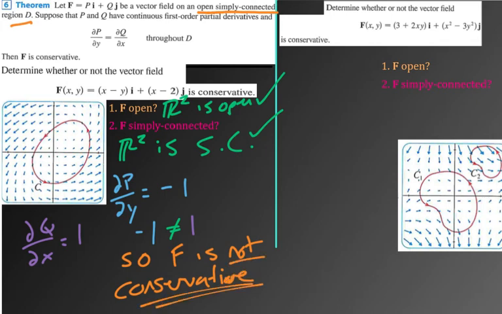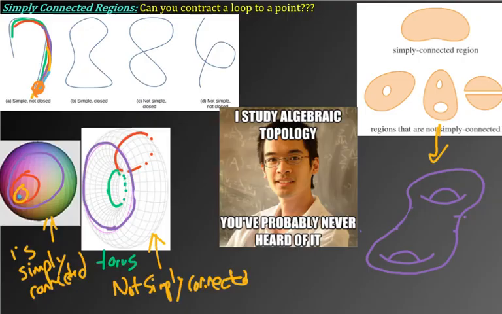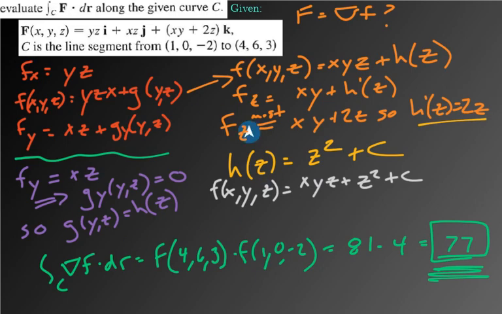That means you shouldn't even bother trying to find the gradient of the scalar field and go through all that sort of stuff. This is a really quick, easy way to get right into it and test whether or not you should even bother doing the rest.